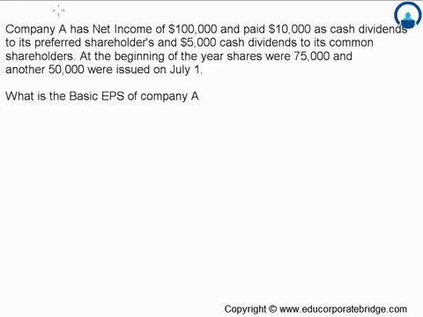Now let's look at this example where company A has a net income of $100,000 and they have paid a cash dividend to the preferred shareholders to an extent of $10,000 and another $5,000 was paid to the common shareholders as dividend. In addition, we are also provided data regarding the shares during the year. There were 75,000 at the beginning and another 50,000 were issued on 1st of July. So what is the basic EPS?